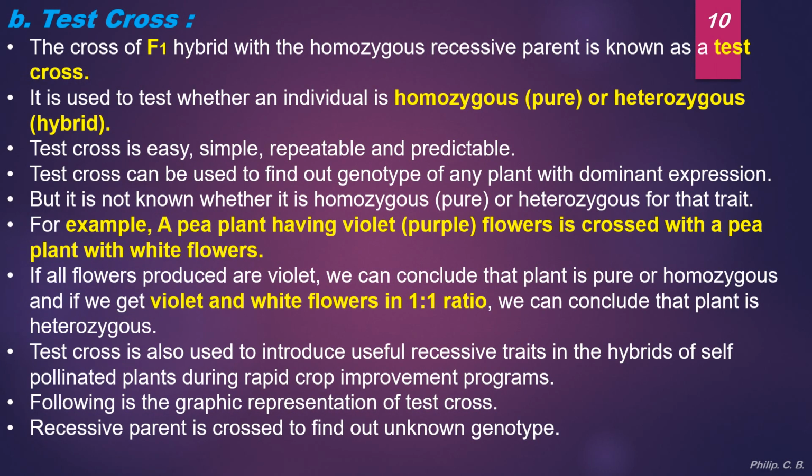Now moving further, test cross. The cross of F1 hybrid with the homozygous recessive parent is known as test cross. Now here it is only with the recessive parent, small t, not both. So if it is only with the recessive parent, then it is called what? Test cross. It is used to test whether an individual is homozygous pure or heterozygous hybrid. So such an experiment helps to identify whether it is homozygous or heterozygous.